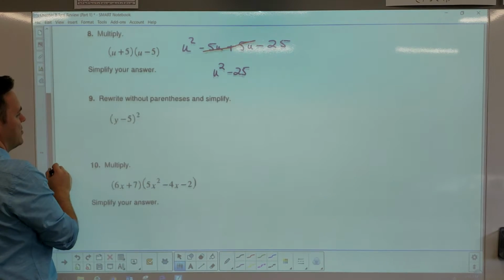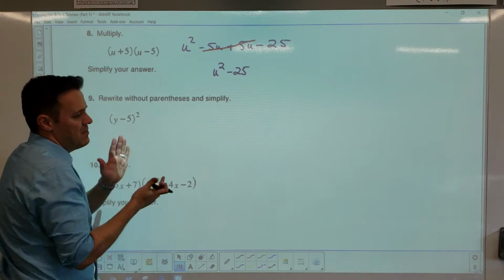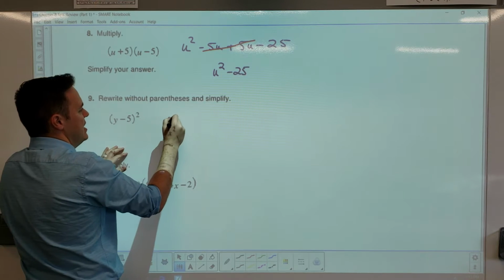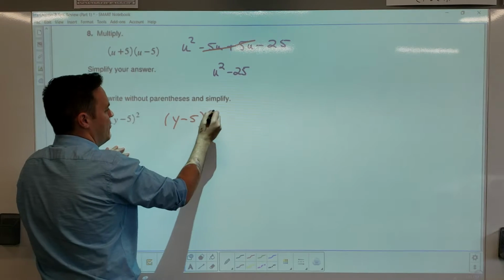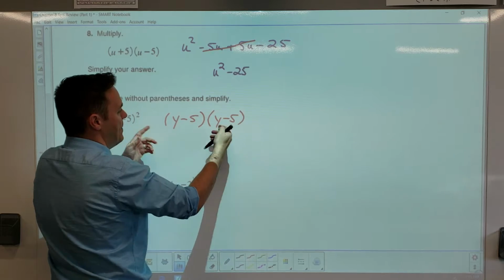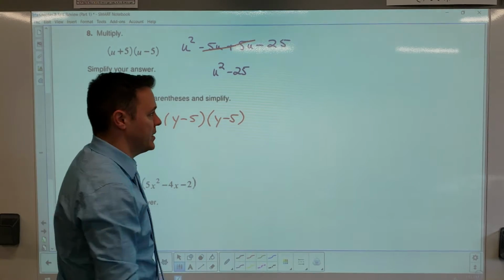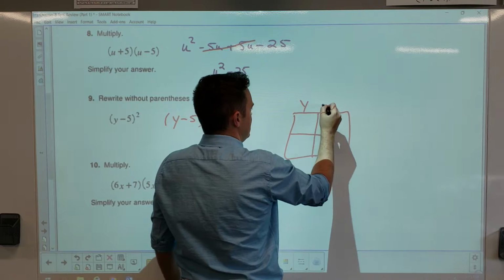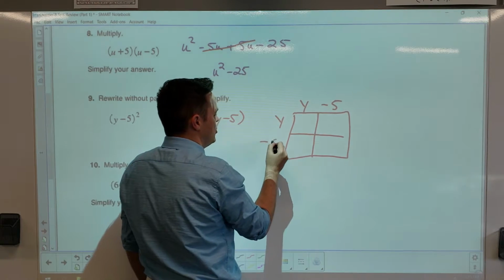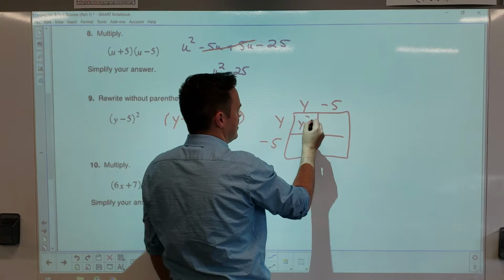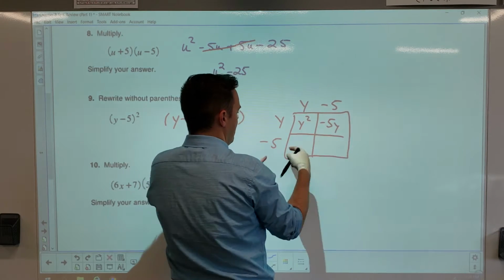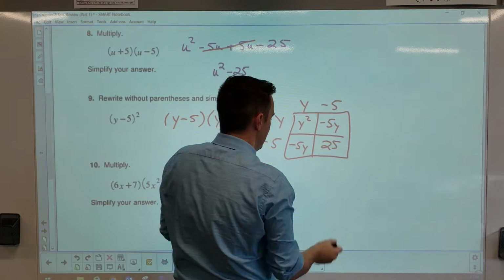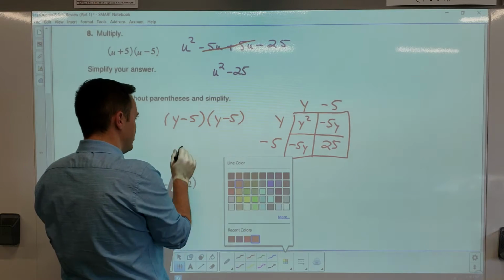All right, number 9. This, ladies and gentlemen, does not mean that you just square them. Okay, what this means is that there are 2 of them. If there are 2 of them, then you need to do your multiplication. One other aspect of this, and I'm going to do the box for that reason, is some of you in here continue to do the wrong addition. So y times y is y squared, negative 5y, negative 5y, and then multiply together it's a 25. Here's the key term. I want to make sure you guys understand.